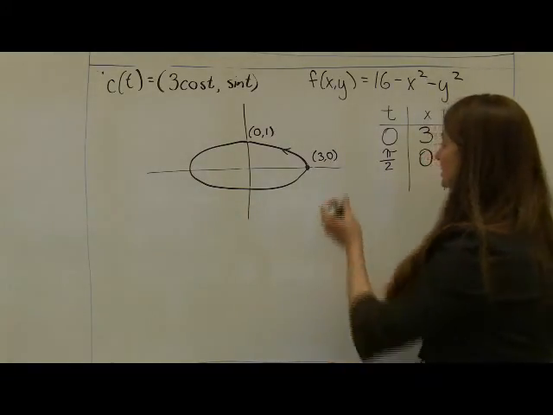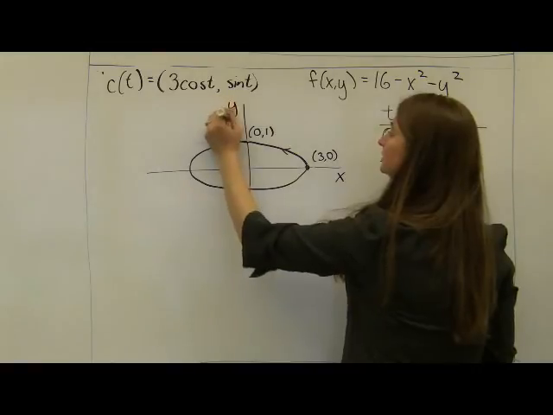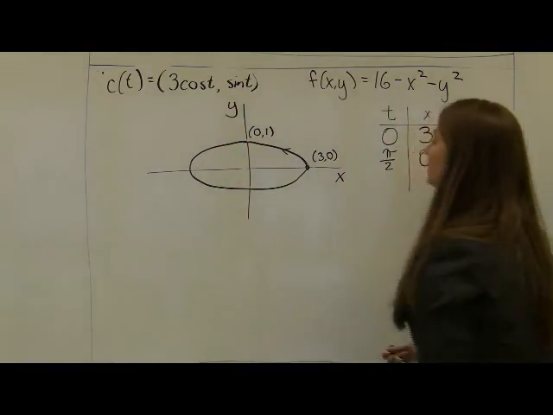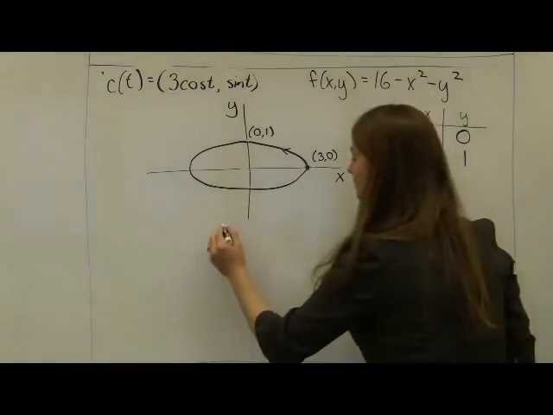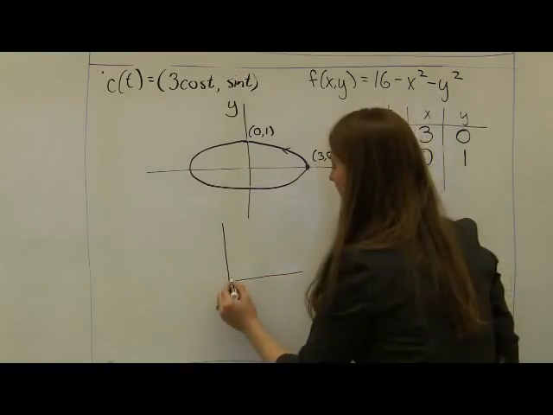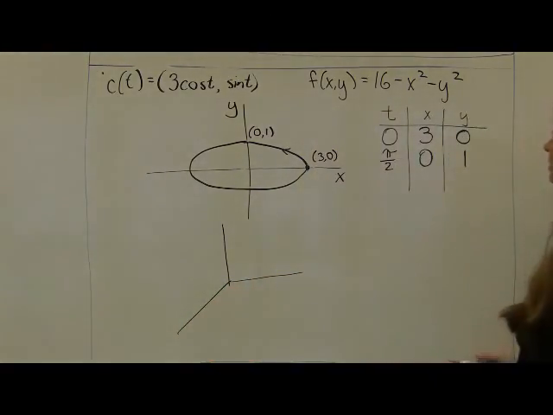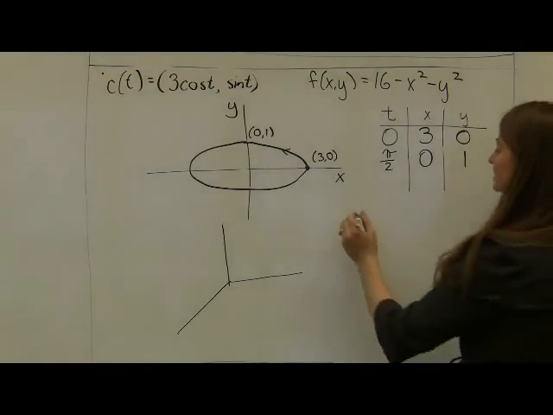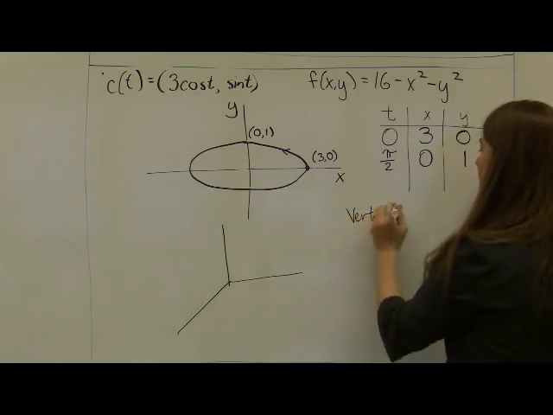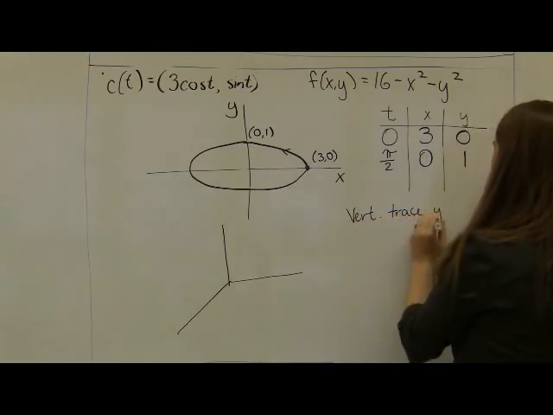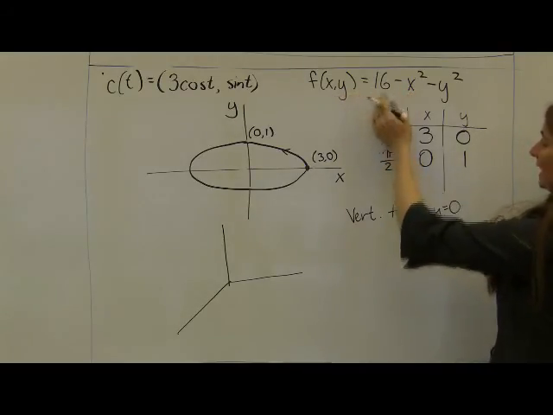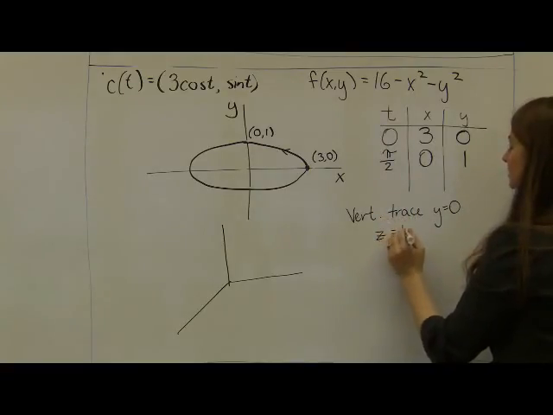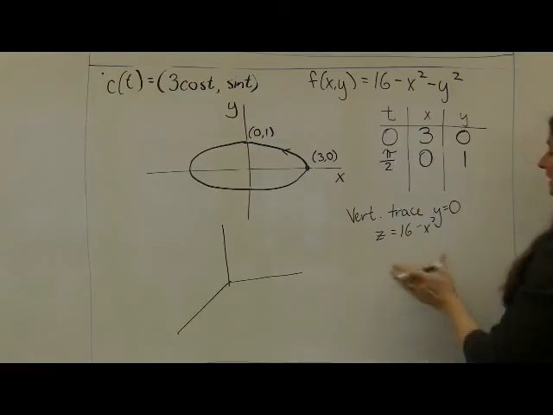However, this is just in the xy plane. The probe is also going to be traveling on a mountaintop. So let's consider what the graph of the mountaintop looks like. One of the best tools that we have for getting an idea of what's going on is to look at our traces. We can look at our horizontal and our vertical traces. To start off with, let's look at our vertical trace, where y equals 0. If y equals 0, I'm considering just the zx plane, and I'm looking at the equation z = 16 - x². This is a function that we know.